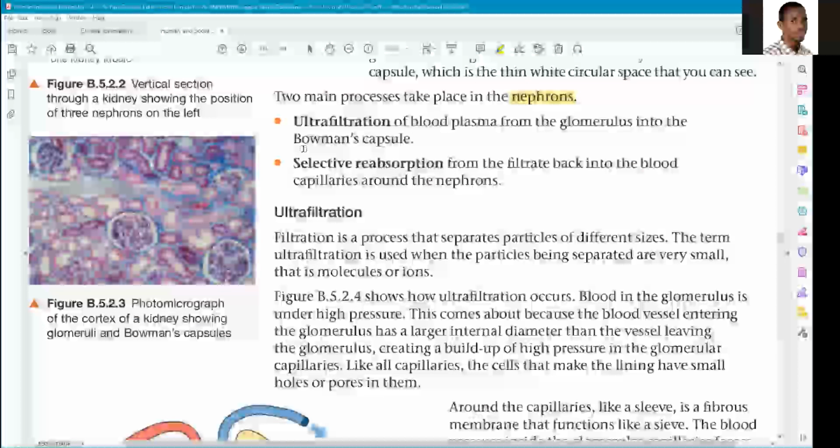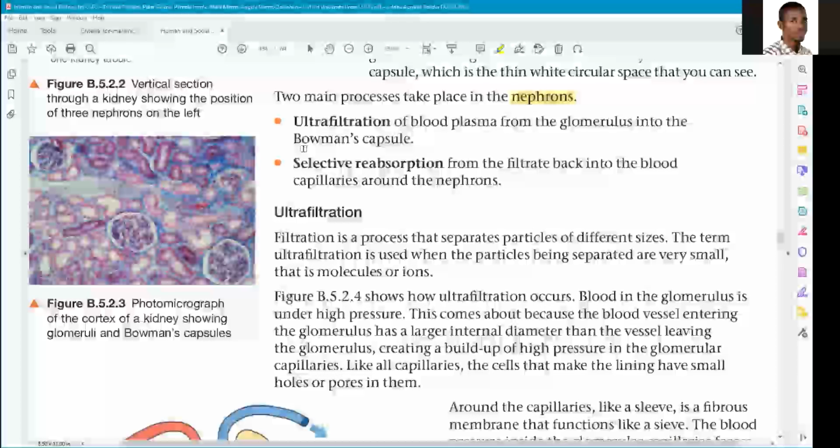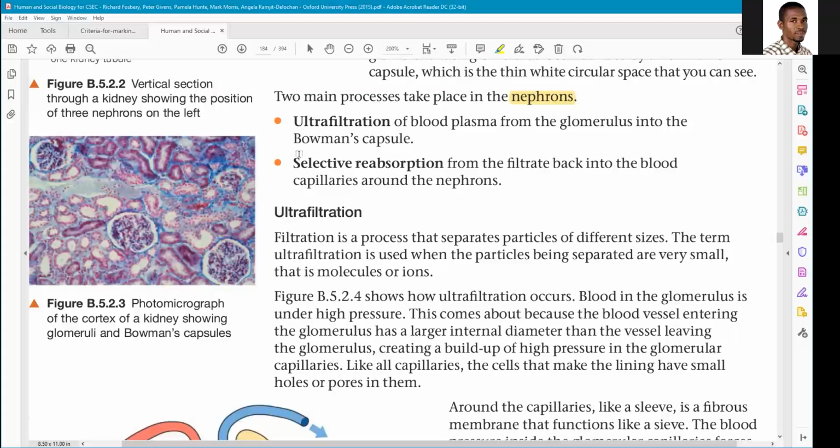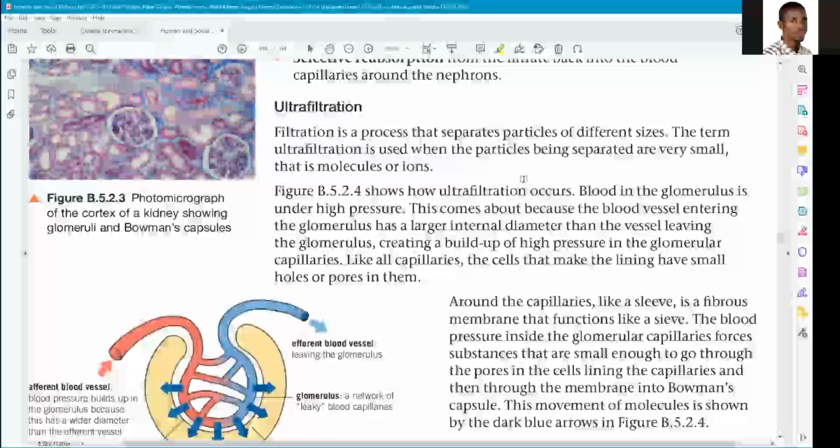And from those, the rest of the tubule, the convoluted tubule and the loop of Henle, well, let me give it the proper name, the proximal convoluted tubule and the distal convoluted tubule, and in between those, the loop of Henle, you have selective reabsorption taking place. So the filtrate inside of these tubes, some of the substances from that filtrate is going to be reabsorbed back into the blood vessels or blood capillaries surrounding that nephron. So let's see how they explain it to you here.